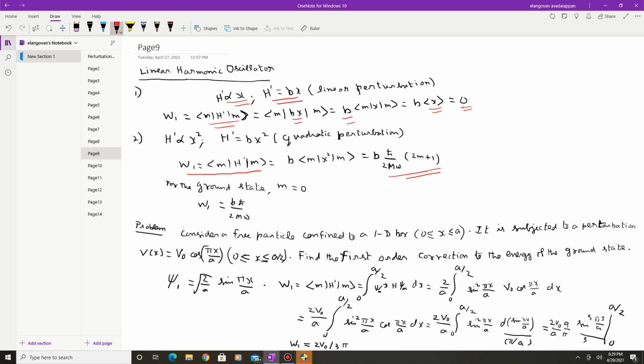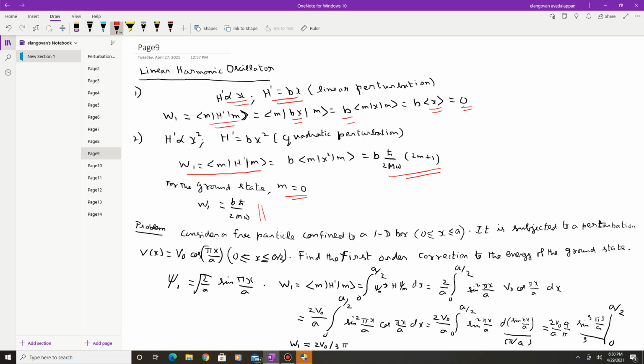Here we are using capital M for mass because we are already using the symbol m here. It's a quantum number. So ħ by 2Mω into 2m plus 1. For the ground state, m is equal to 0. Substitute m is equal to 0. This expression is equal to Bħ by 2Mω. So this is the first order correction to the ground state if H prime is equal to Bx square for the harmonic oscillator problem.